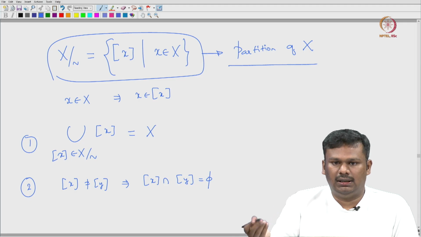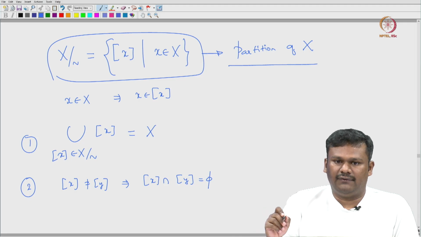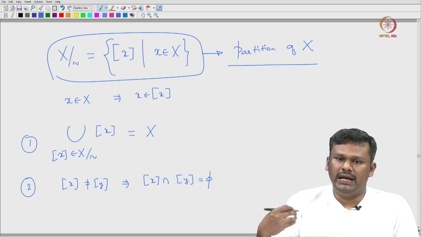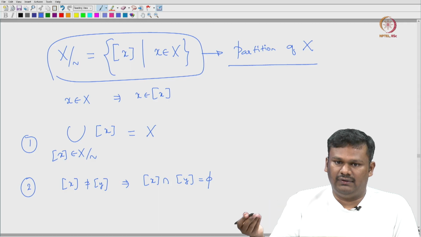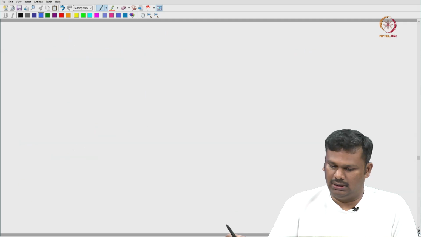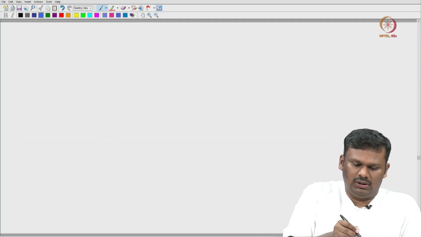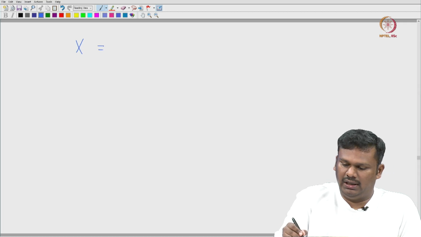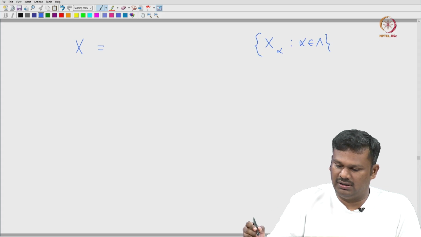Okay. Indeed, the converse is also true: if we start with a partition of capital X, it is not very difficult to define an equivalence relation on capital X whose equivalence classes identify with that partition. Okay. So, let us do that now. Let us recall what a partition is. A partition of X is a collection of elements, let us label them X alpha, alpha in lambda. So, it is a family of subsets of capital X.